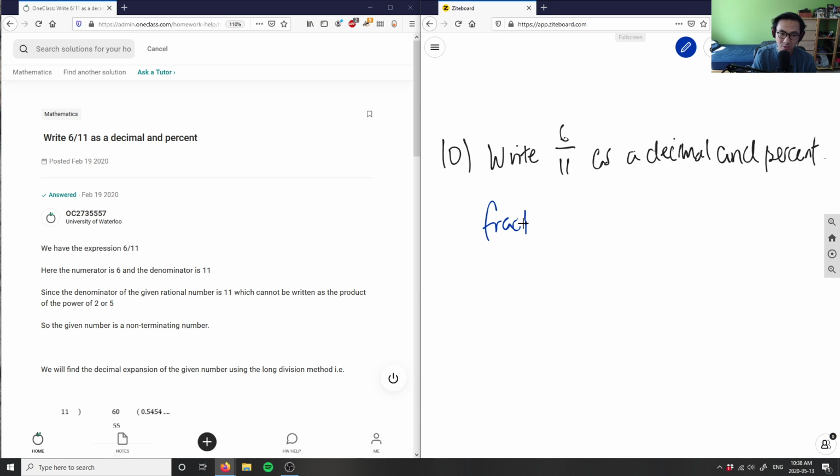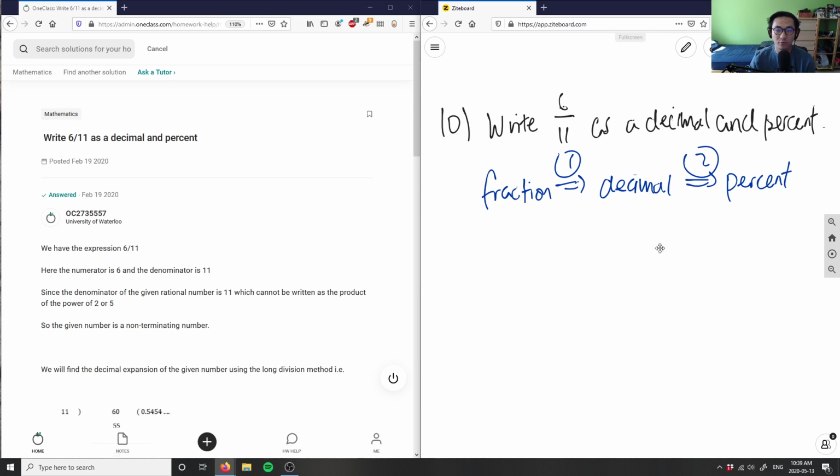We want a fraction into a decimal, and then into a percent. So let's do this operation first. We have to do this first operation before we can do the second one. We're converting a fraction into a decimal, so in order for us to do that, we're simply using the concept of long division.